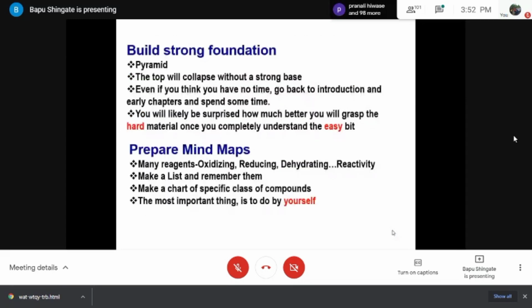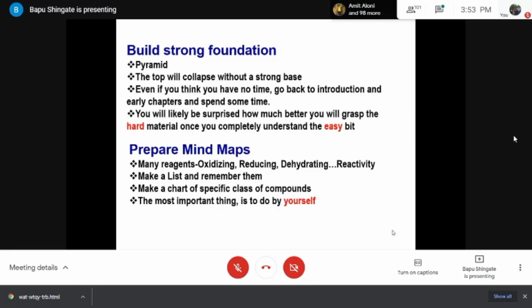Then the next point, in becoming a master in organic chemistry: build a strong foundation, because organic chemistry is like a pyramid. The top will collapse without a strong base. If your base is weak, then further study is not useful for becoming a master in organic chemistry. That's why your base should be strong. While constructing a building of 100 floors, your base should be strong, then only the top will remain as it is. Otherwise, the whole building will collapse someday. That's why your base should be strong.